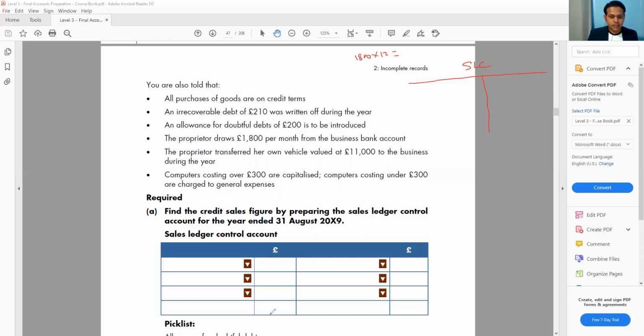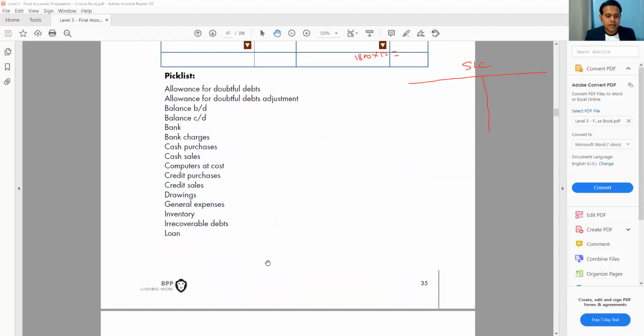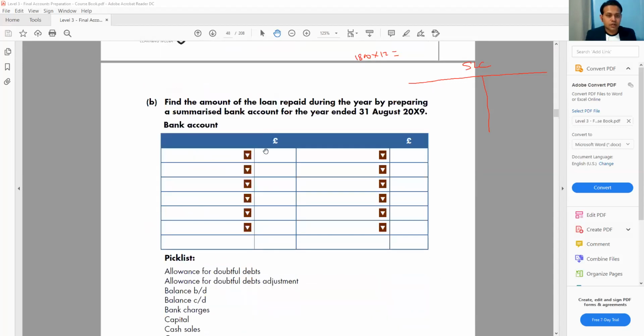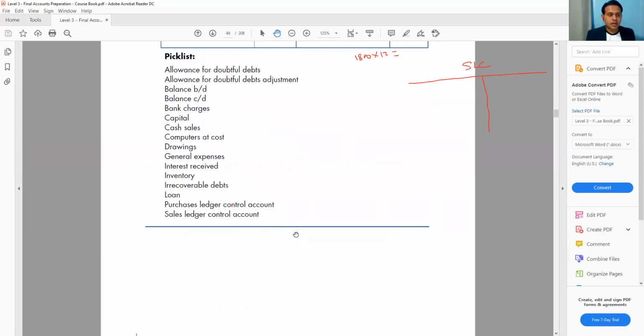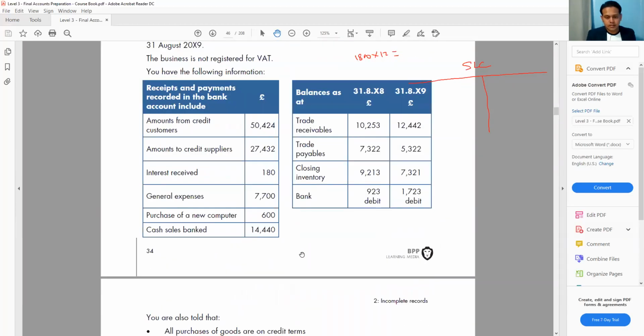All right, this is the information. Let's find out what the requirement is. The requirement here is to find the credit sales, so they're asking how much the credit sale is. That one we already did before as well, from the sales ledger control. And they give us the bank account as well. On the bank account, they said find the amount of the loan repaid. So from the bank, whatever the balancing figure is will be the loan repaid. All right, that's it. So let's do this one first, the sales ledger control and the bank.